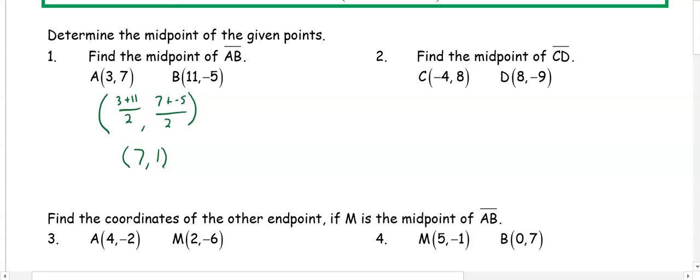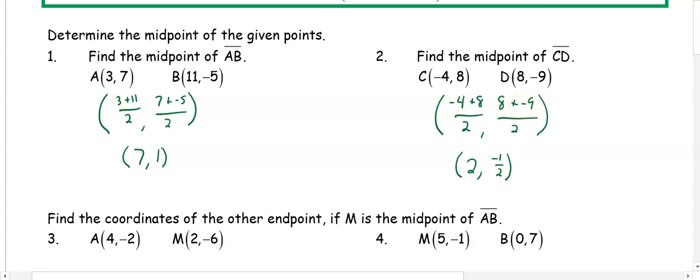In number 2, to find the midpoint, our x coordinates are negative 4 plus 8 divided by 2. Our y coordinates are 8 plus negative 9 divided by 2. So negative 4 plus 8 is 4, divided by 2 is 2. 8 plus negative 9 is negative 1, divided by 2 leaves us a fraction of negative 1/2.